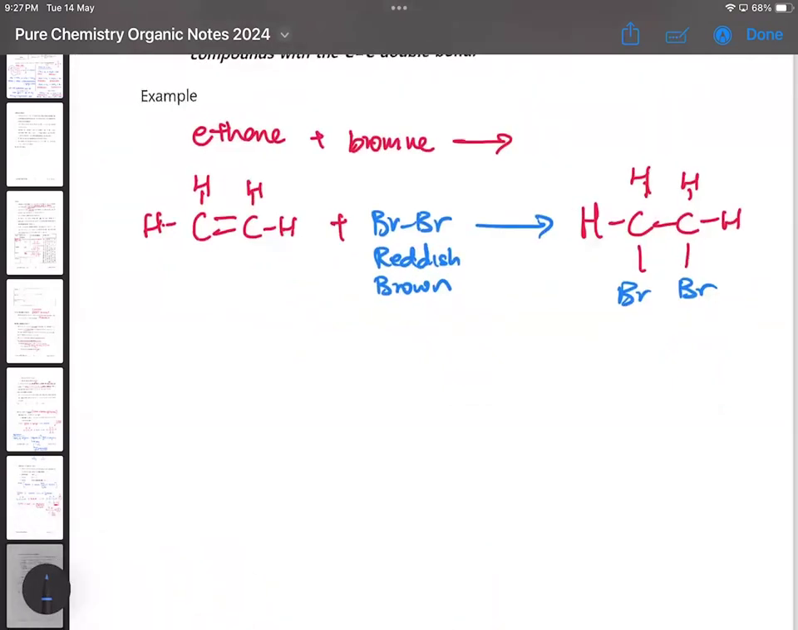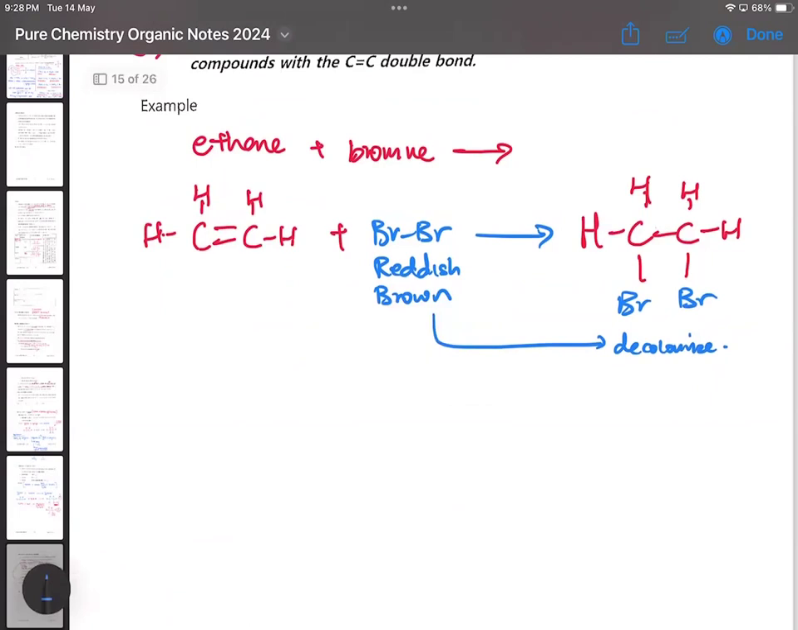And because of this, this reddish brown bromine will decolorize. Okay, this is also one of the tests to see whether something has a double bond. Because when you have a double bond, it reacts with bromine, it will turn it colorless. Yeah, it will decolorize your bromine.